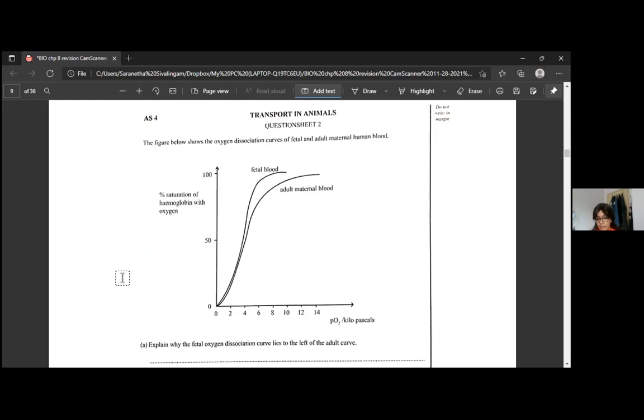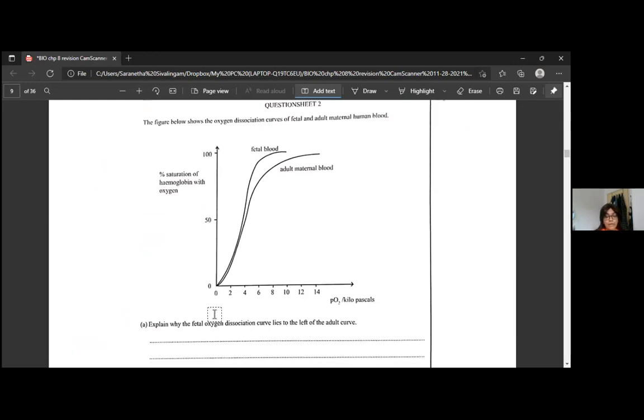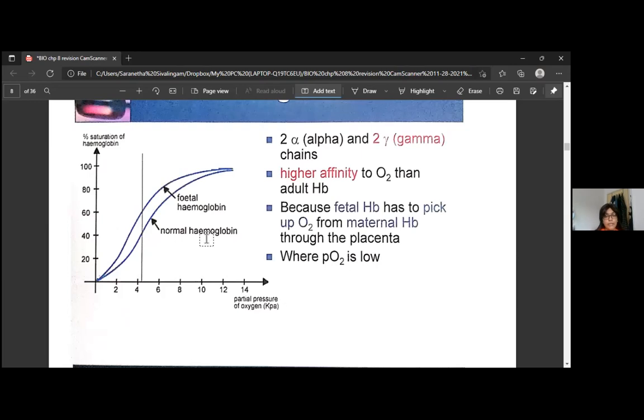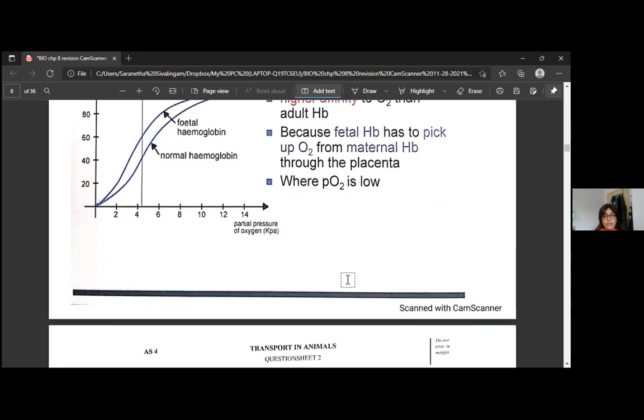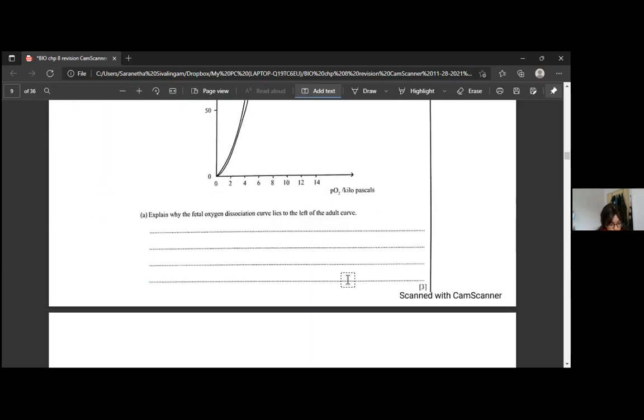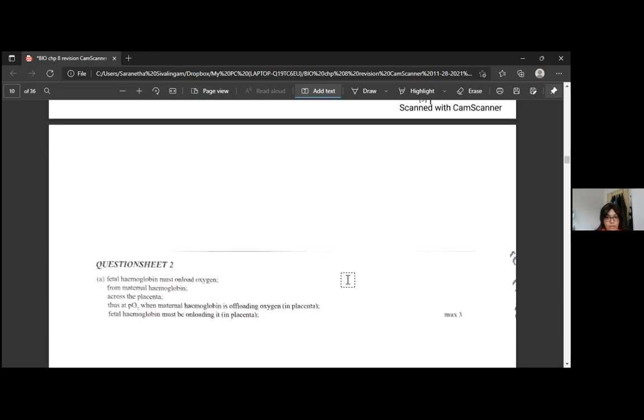So in this question, the figure below shows the oxygen dissociation curves of fetal and adult maternal human blood. Explain why the fetal oxygen dissociation curve lies to the left of the adult curve. So the answer is here actually. Because the fetal hemoglobin has higher affinity for oxygen than the adult hemoglobin. Because the fetal hemoglobin has to pick up oxygen from maternal hemoglobin through the placenta, where the partial pressure of oxygen is lower. This is the answer.